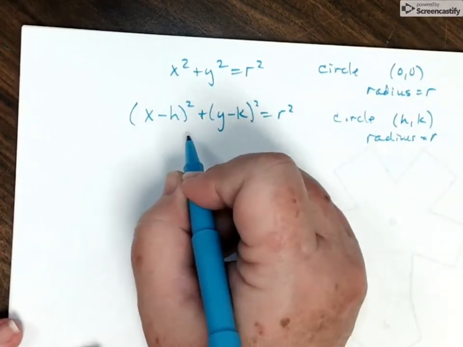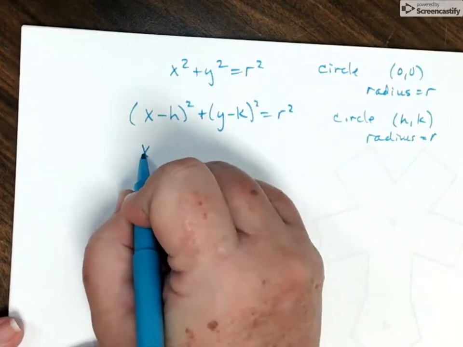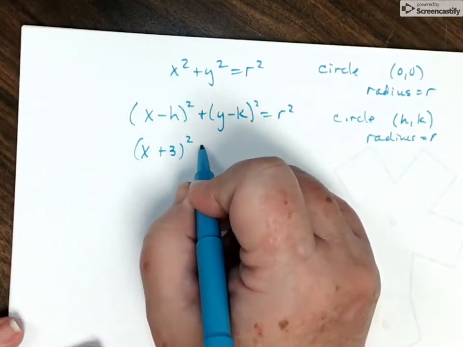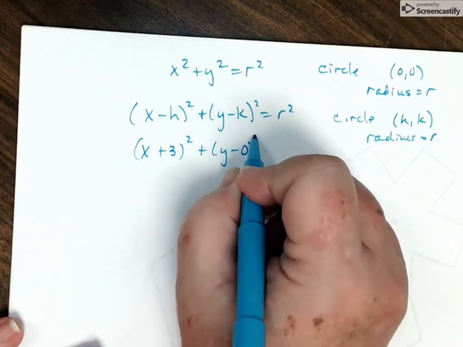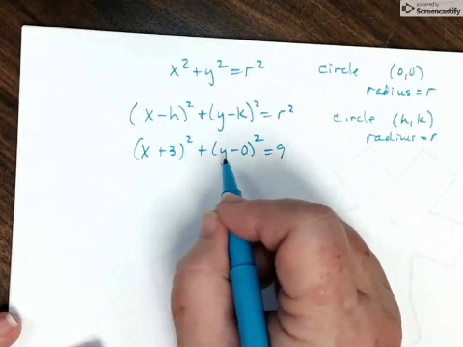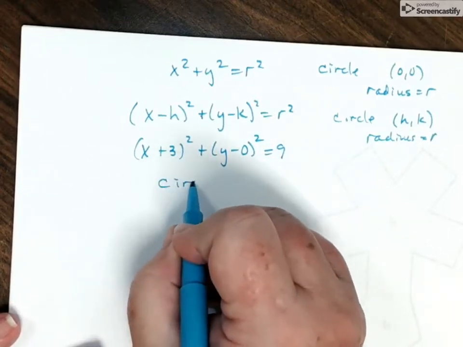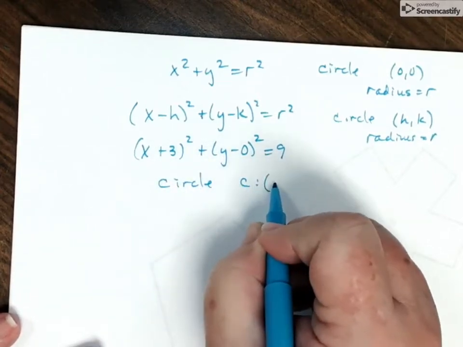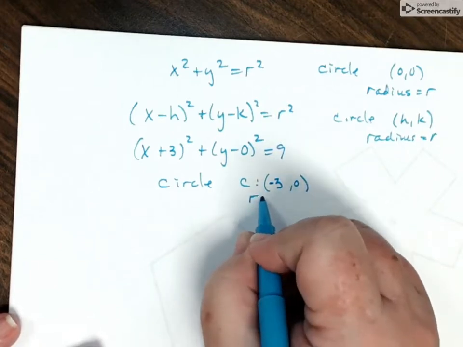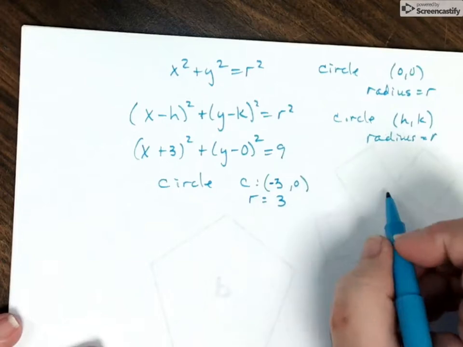And so if I give you this equation, (x plus 3) squared plus (y minus 0) squared equals 9, what is this shape going to be? It's going to be a circle with its center at (negative 3, 0), and its radius is going to be 3. So what's it going to look like?